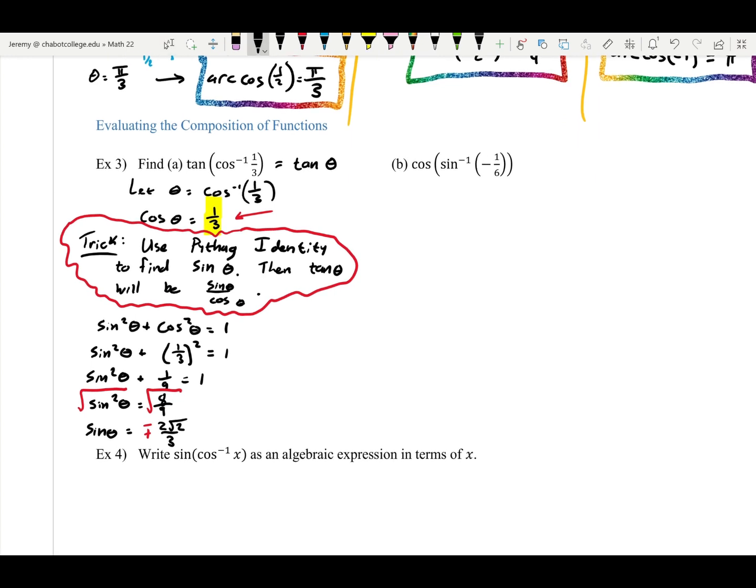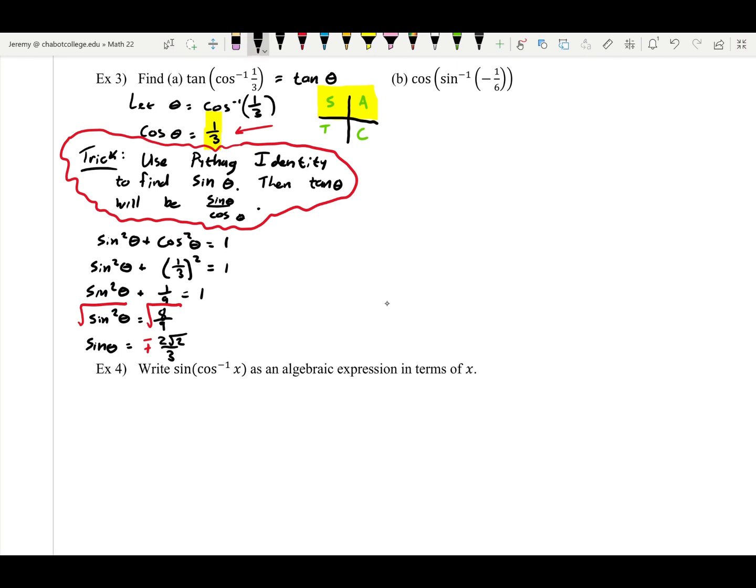So let me just draw a little one of these things. All students take calculus. So theta is going to be some value in the first two quadrants, right? Because this is coming from an inverse cosine. And since it's positive, that tells us that it's going to be in the first quadrant. Okay? So theta is in quadrant 1. So is sine going to be equal to positive or negative 2√2/3? It's going to be positive.